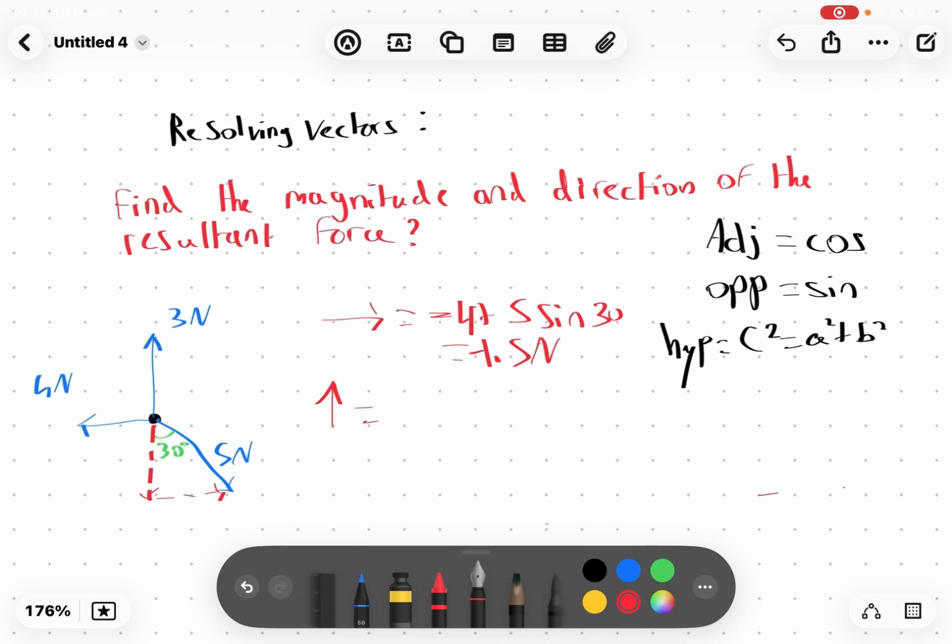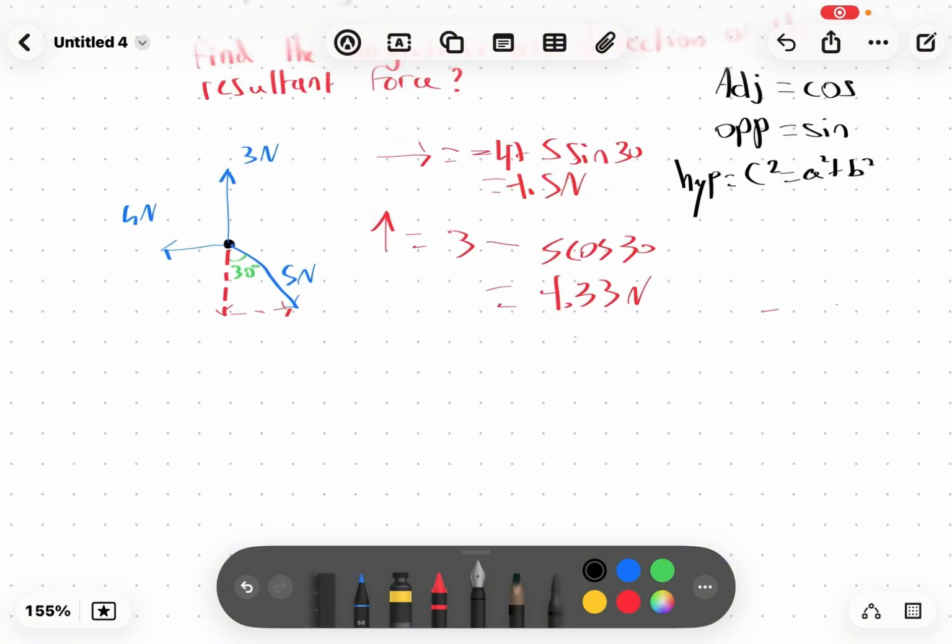And then for the vertical, it will be 3, taking away the sign because this one's going down. It will be negative 5 cos 30, which will end up as minus 1.33 newtons. Now it's very helpful to draw what's actually happening, so let's draw the forces that we see. The vertical and the horizontal are both minuses, so they go like that, and the force that we're looking for is here.